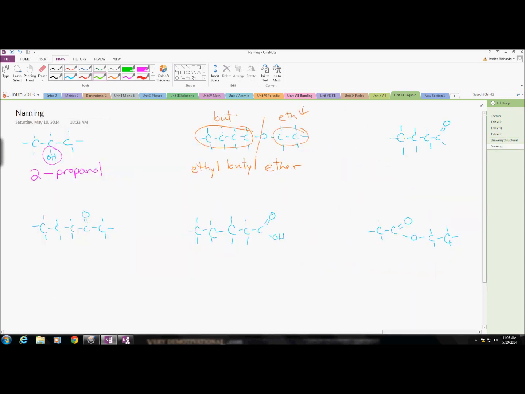1, 2, 3, 4 carbons total. The prefix for that is but from table P, and we're just going to end it with an al. So naming aldehydes is very easy.